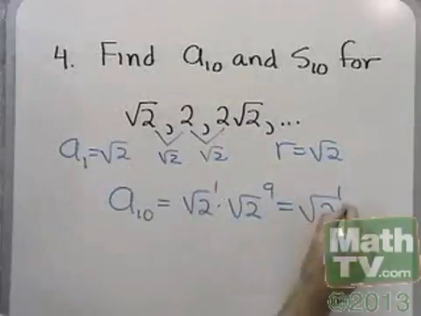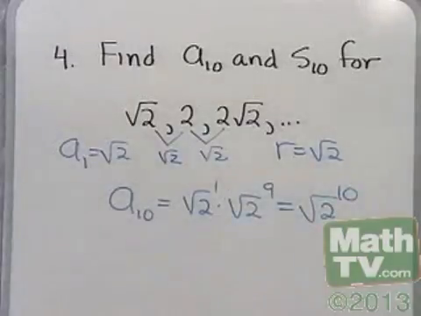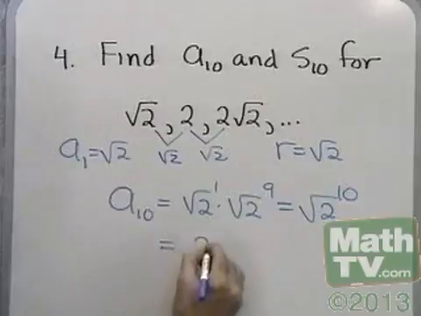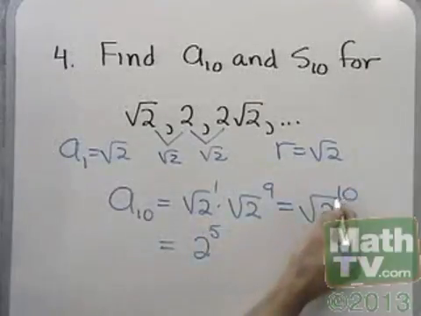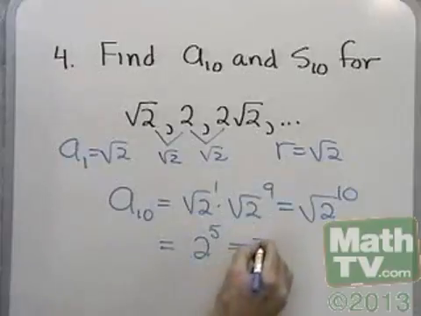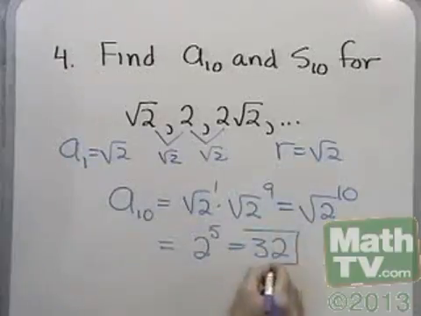It's square root 2 to the 10th power. Square root 2 is 2 to the 1/2, so that's 2 to the 1/2 to the 10th. I multiply exponents, I get 2 to the 5th, and so that comes out to be 32.